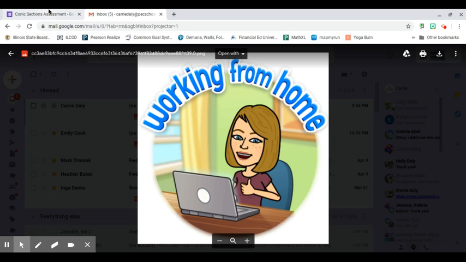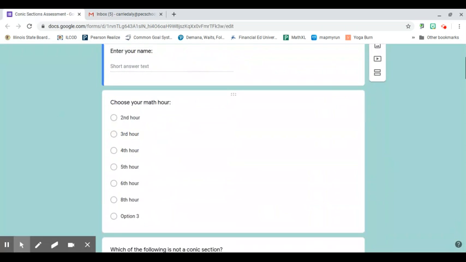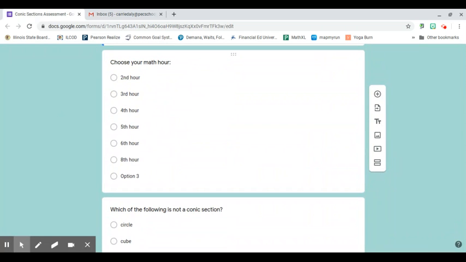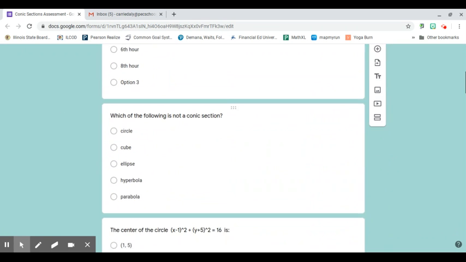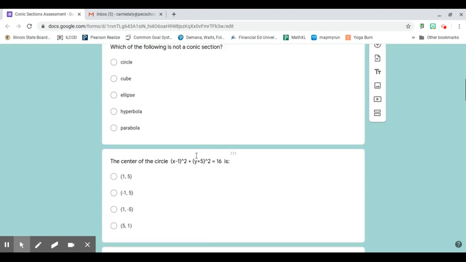All right, so let's go over the conic sections assessment. One of the first questions was your name and your hour. You would be surprised at how many people got their math hour wrong. Anyway, which of the following is not a conic section? A cube is not a conic section.